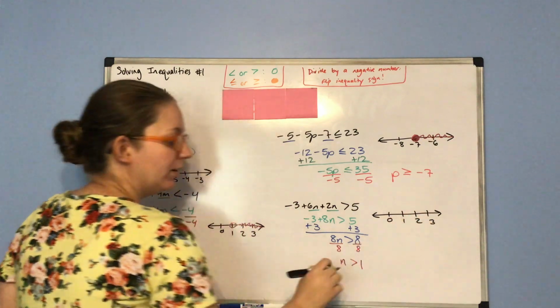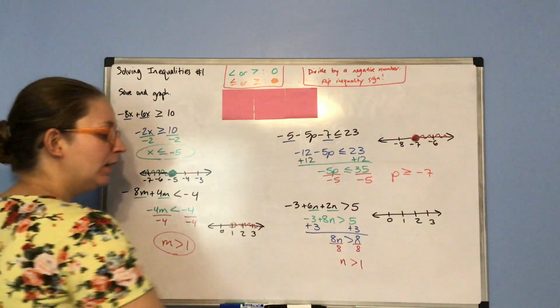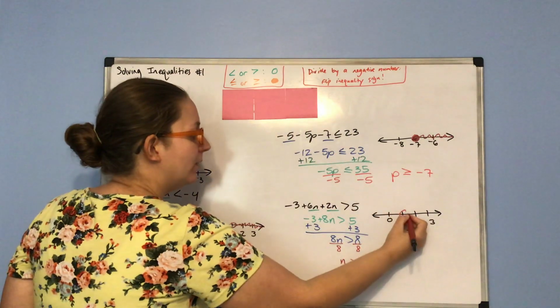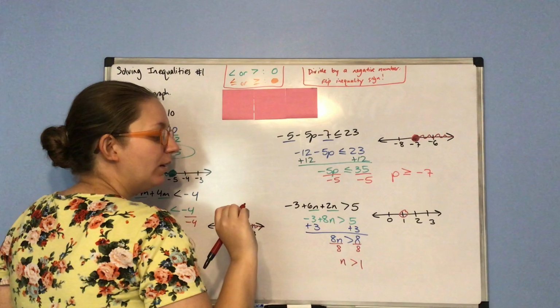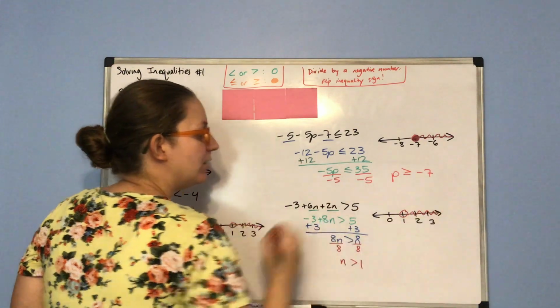Again, you can put just 1 on your number line, I don't care, as long as you end up with the right shading and the right looking graph. 1 is part of our inequality, so we're going to put a circle on 1. It's going to stay an open circle because it's a regular greater than. Values of n that are greater than 1 are to the right of 1, so we shade to the right on our number line.